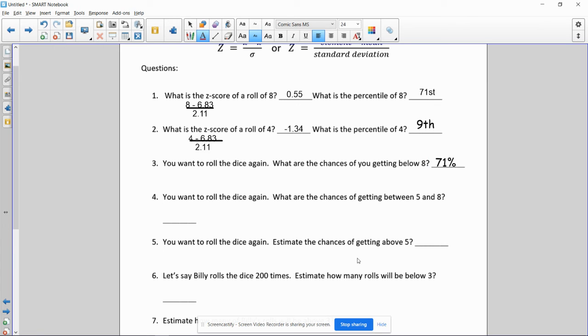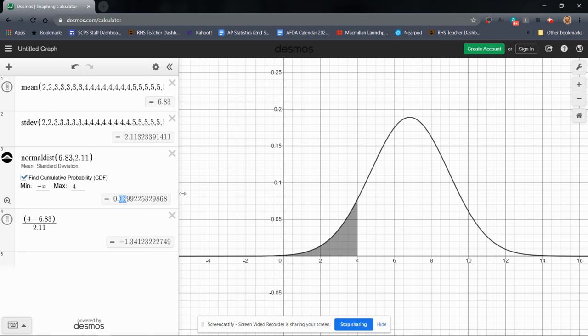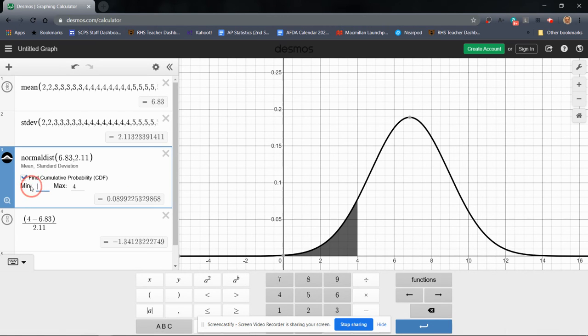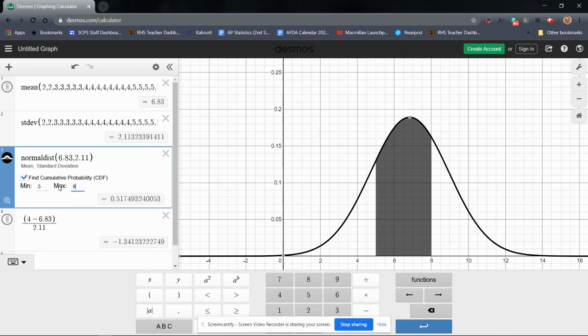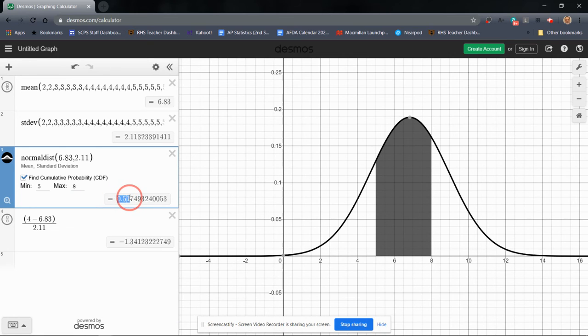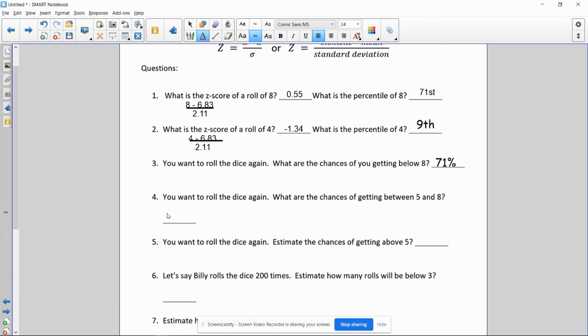If you want to roll the dice again, what are the chances of getting between 5 and 8? All we have to do is go to our curve here and change it from 5 to 8. And we'll see our percent underneath the curve is 51%, 52% roughly. So my chances are 52% of getting a 5, 6, 7, or 8 on the rolls.